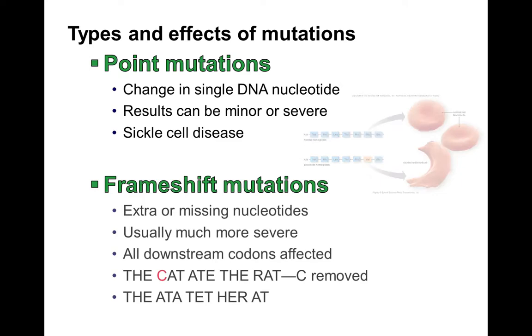The other type of mutation that I wanted to mention was the frameshift mutation. And here we have an extra or a missing nucleotide. That usually causes much more severe consequences. This is because all of the amino acids coded by these groups of 3 nucleotides are affected. Taking away or adding one nucleotide moves all the others to the wrong place.